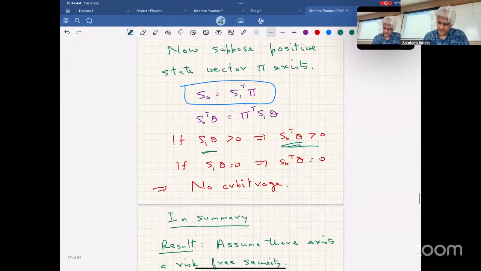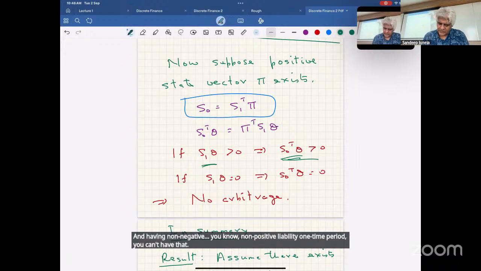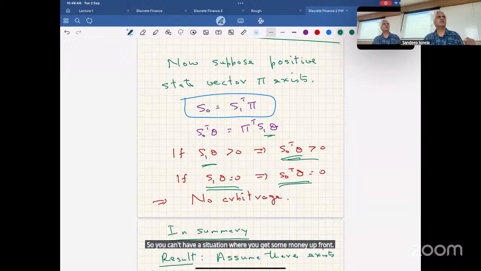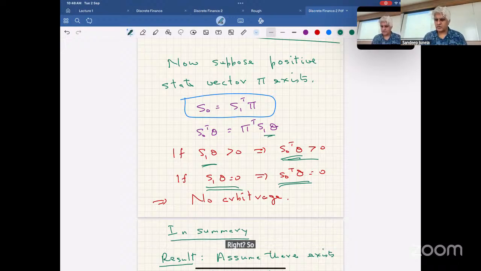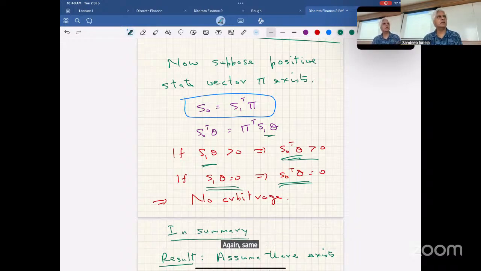Right? Where you were getting non-negative money up front and having non-positive liability one time period later. You can't have that. And if S1 theta is 0, then S0 transpose theta is equal to 0. So you can't have a situation where you get some money up front and your S1 theta is 0 in all scenarios. So that can't happen either. So this implies that arbitrage cannot happen. Arbitrage as we defined it cannot happen because positive state prices exist. Again, same as equivalent martingale measure exists. So we have one-to-one correspondence.